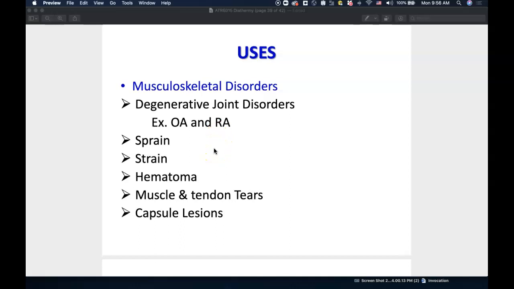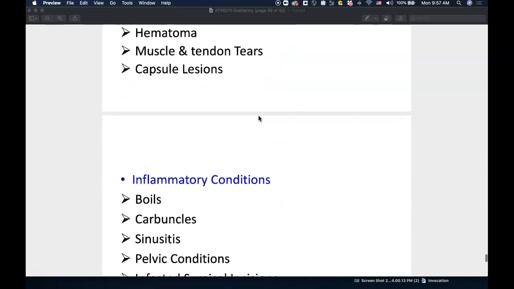It's also been used to assist with sprains and strains, resolution of hematoma. Again, that really has to do with removal of the waste products, an influx in O2, muscle and tendon tears because of the increased blood flow and the enhancement in the healing process, and capsular lesions for the same reason as degenerative joint disorders.